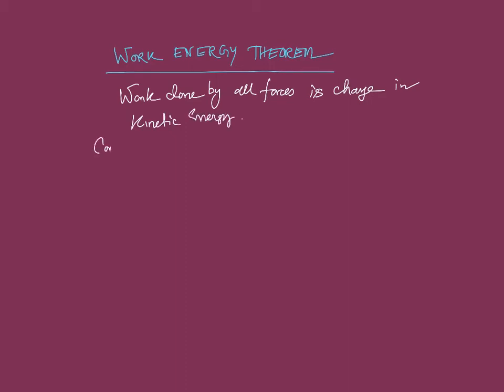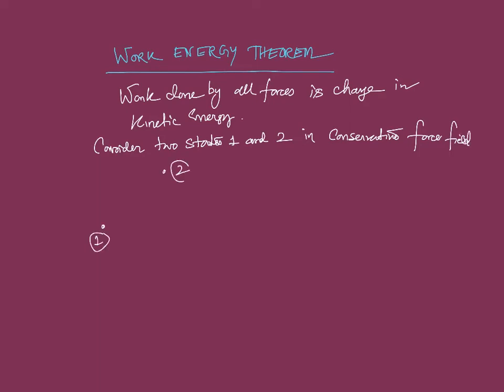Now consider two states, or two points, 1 and 2, in a conservative force field. That means all the forces are conservative forces. So that's 1 and 2, and the body, or system, is shifted from 1 to 2.